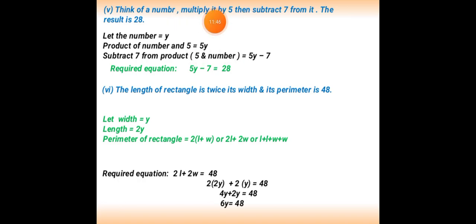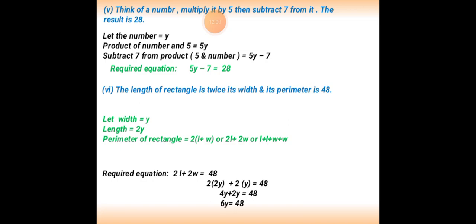Think of a number, multiply it by 5 and then subtract 7 from it. The result is 28. Let the number be y. The product of the number and 5 is 5y. Subtract 7 from the product of 5 and the number: 5y minus 7. The required equation is 5y minus 7 is equal to 28.